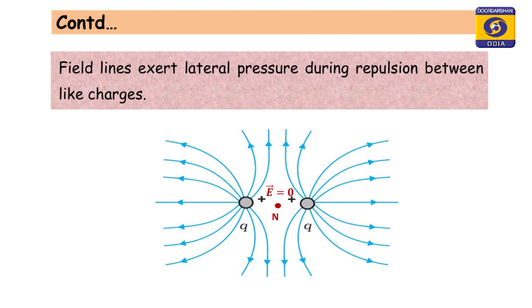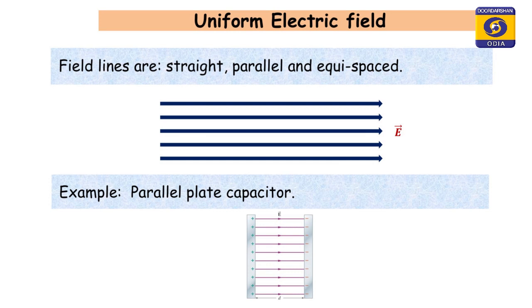N is called neutral point or null point. At that point no electric field lines are there, that means the electric field is 0. Okay. So, that point is called neutral or null point. Next we will see what are uniform and non-uniform electric fields.